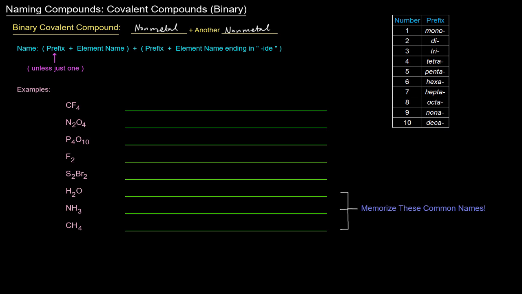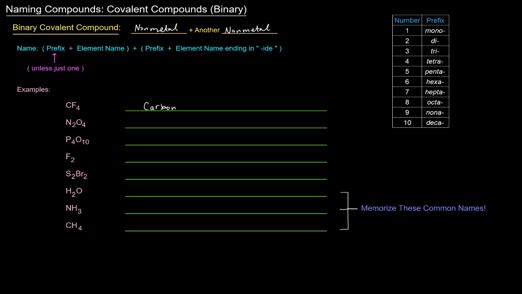So we have CF4 as the first one. The first element's going to be carbon, and the second one is going to be fluorine. So this first part here applies to the first element. So we're going to put a prefix. Wait, no we won't, because it says unless there's just one of them. And I notice here that there's just one carbon, so I don't need a prefix. I'm just going to put the element name. So I'll put carbon. I will not put monocarbon, just carbon.